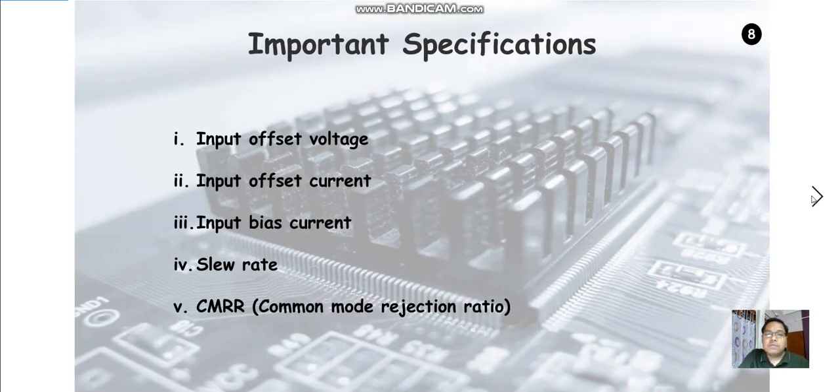Now these are a few important specifications. Let us quickly go through them, because it is very often asked of diploma or BTech students: what are the major important specifications of an IC741? Input offset voltage, input offset current, input bias current, slew rate and CMRR.